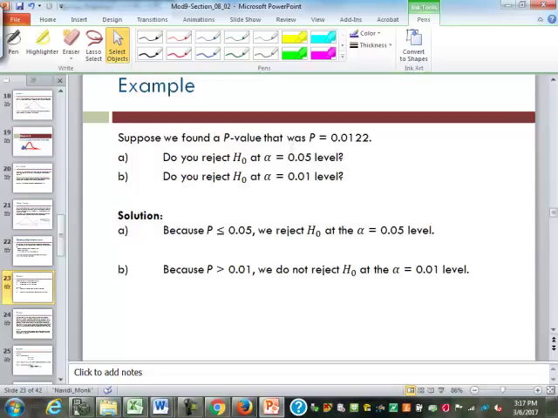Suppose you found the p-value of 0.012. Do you reject at 0.05? Yeah, that's less than 0.05, so yes, we reject. Would you reject at 0.01? Well, no, 0.012 is not less than 0.01, so no, we would not reject at that level.